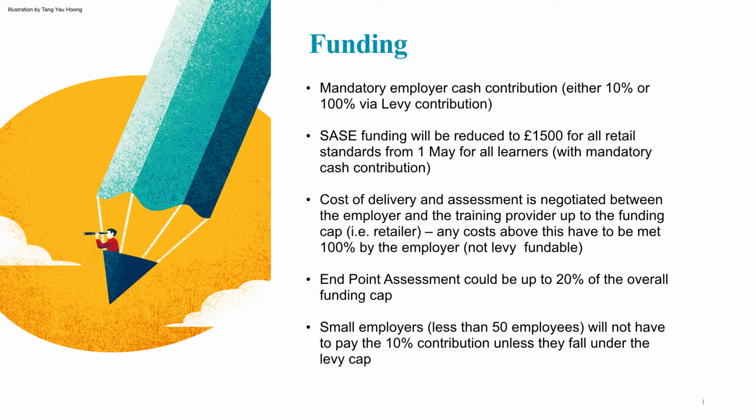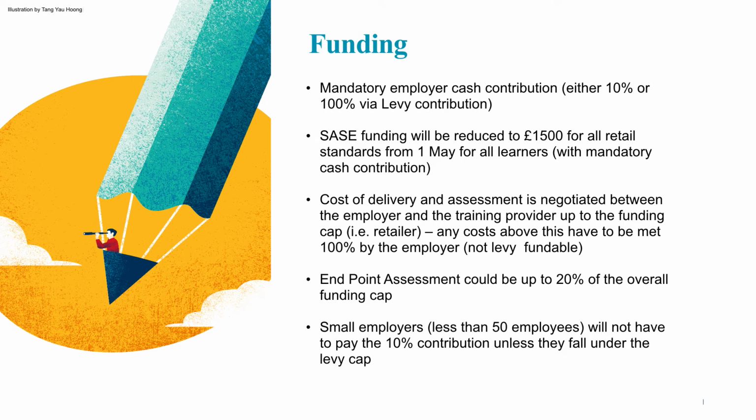And this is just for SACE. Obviously, funding for retailer level 2 and retail team leader level 3 is £5,000 a learner, and for retail manager it is £6,000 a learner. So you can see the difference between the two types of delivery. And again, there will be some providers and some employers that will stay with SACE for the time being, but some employers, especially those larger levy paying employers, will probably want to switch over to using more of their levy contribution as soon as possible.